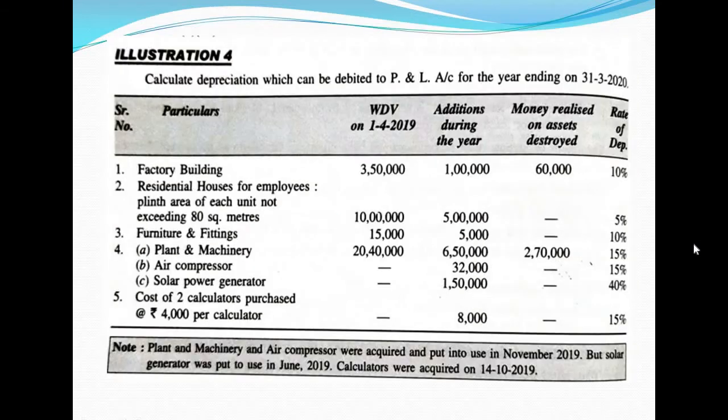Then for the second one, that is the residential building, this is the 5% block. Again, the same thing: you have to take the written down value at the beginning of the current previous year, that is 10 lakh. Then you have to add the addition during the year, that is rupees 5 lakhs, but there's no money realized on assets destroyed.